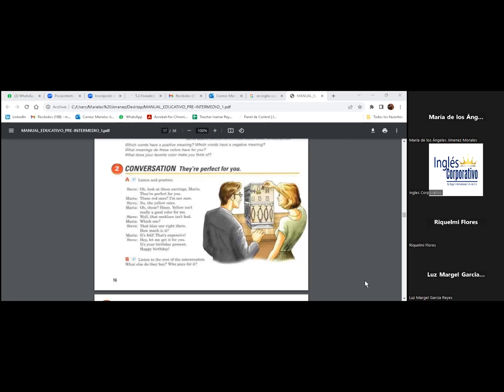Okay. Ahora usted, Luz. Si quiere, hago Steven y usted hace María. Está bien. O al revés, como usted quiere.